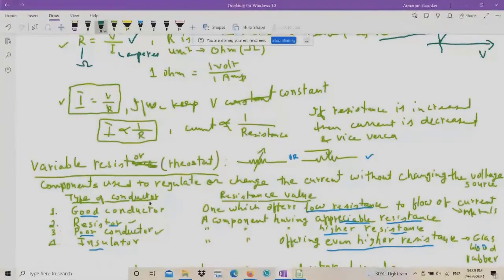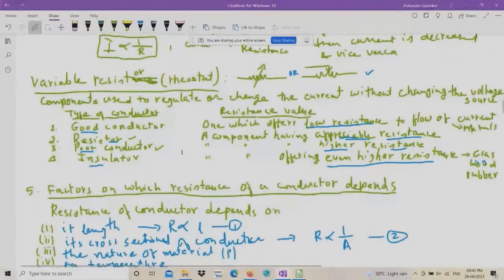So there are types of conductors, and what is the resistance value? A good conductor is one which offers low resistance to the flow of current, very low resistance. A resistor is a component having appreciable resistance. So the value of resistance can be 10 ohm, 100 ohm, 1000 ohm, and so on. A poor conductor is a component having higher resistance. Those are called poor conductors. And insulators are those which offer even higher resistance or infinite resistance. For example, glass, wool, rubber, all these are insulators.